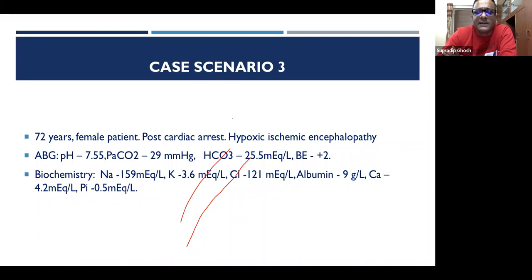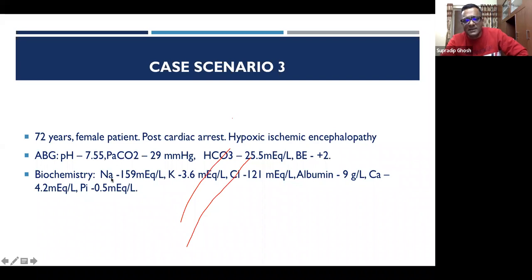So this is according to the Henderson-Hasselbalch equation. It is purely respiratory alkalosis. Base excess is also +2. But this is very unusual for a patient of hypoxic brain damage not to have some metabolic component. It is just not possible. So look at the biochemistry. Sodium is 159. So according to Stewart, sodium 159 means sodium is high. The strong ion difference is wide. So patient must have this metabolic alkalosis. But can you imagine having a patient with only hypoxic ischemic encephalopathy without involvement of other organs? It's not possible. So this is unusual that a patient can have only respiratory alkalosis.